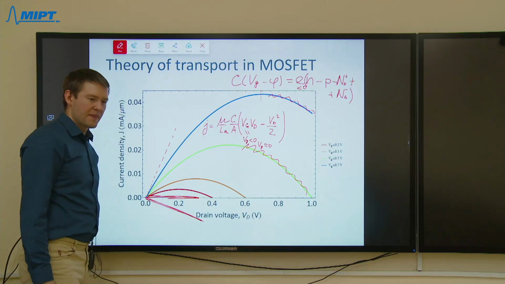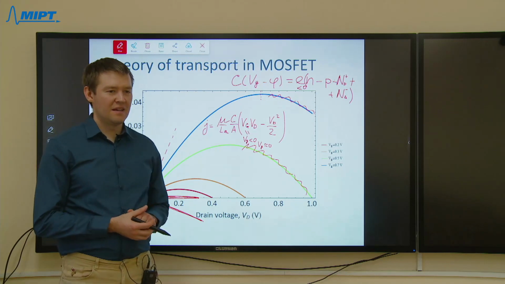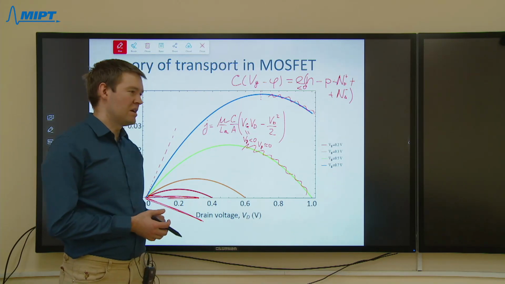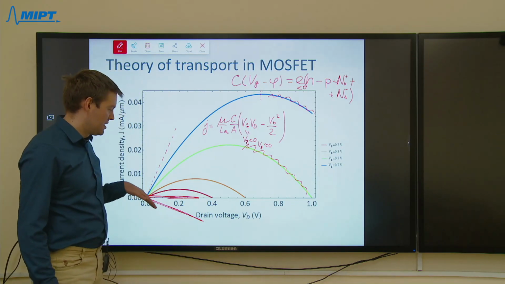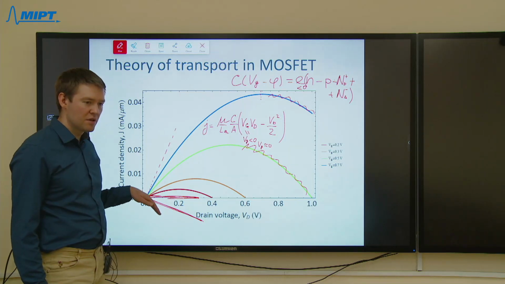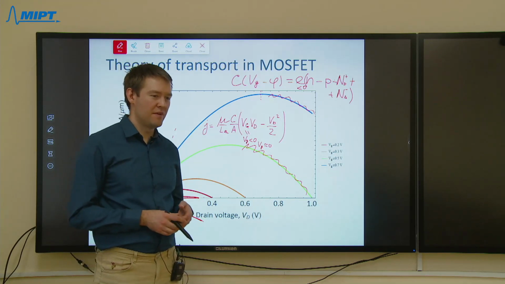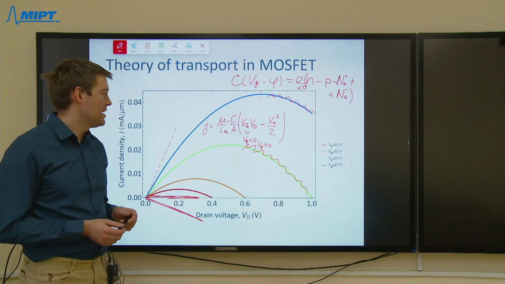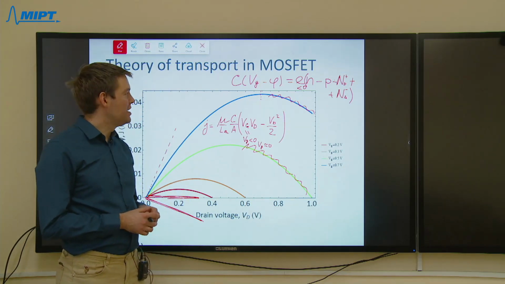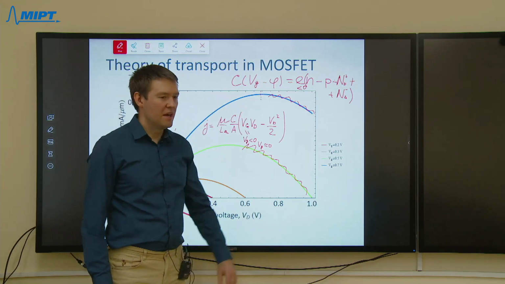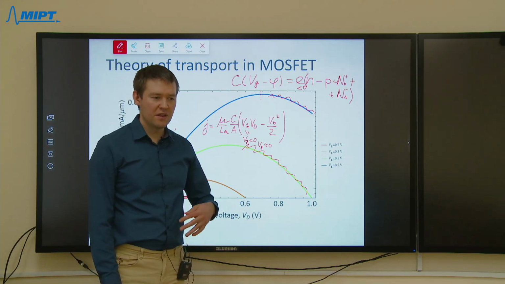This is not good, because no object in nature can have a static negative differential conductivity happening at drain voltage close to zero. Otherwise, it could be an infinite source of energy, perpetuum mobile. It cannot happen in nature. So this tells us that the applicability of this simple theory is limited only to large positive gate voltages when the transistor is in the on state.